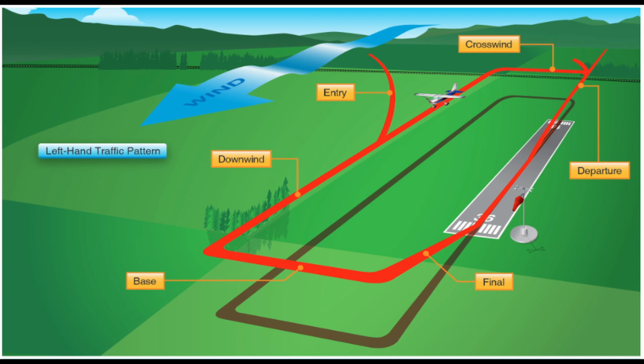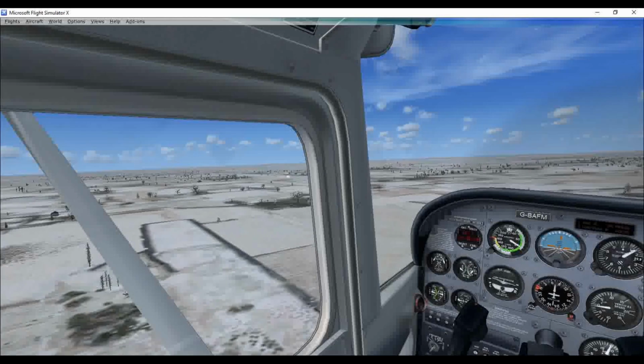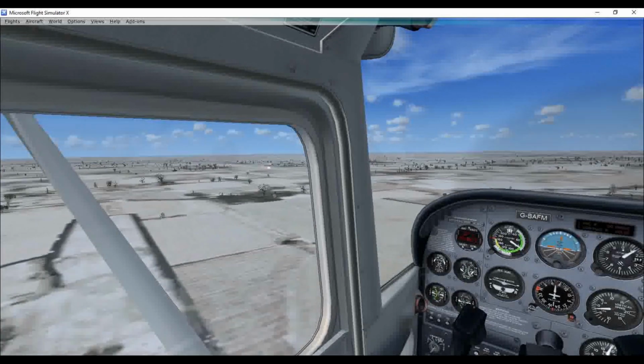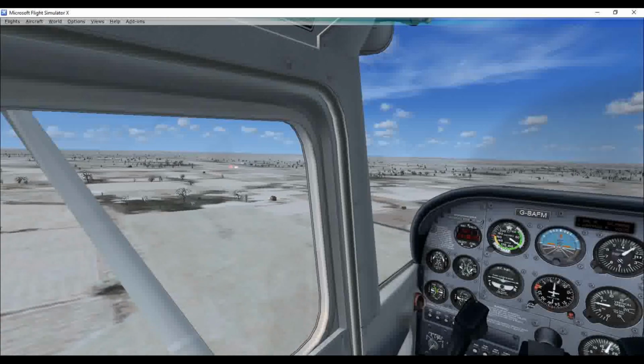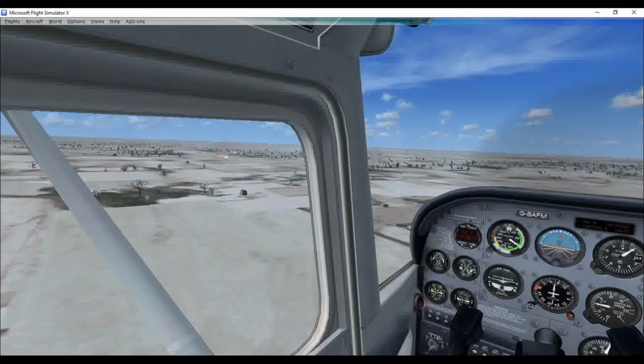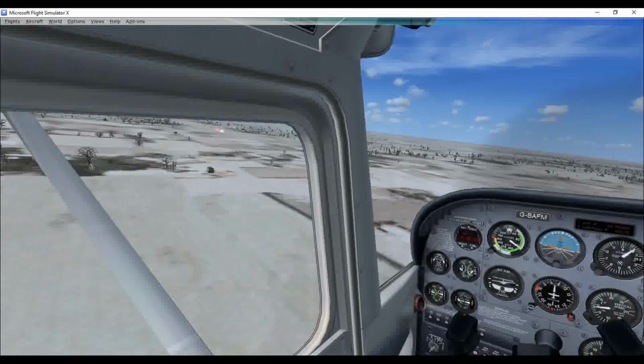The base leg is the transitional part of the traffic pattern between the downwind leg and the final approach leg. Depending on wind conditions, the pilot should establish the base leg at a sufficient distance from the approach end of the landing runway to permit a gradual descent into the intended touchdown point.